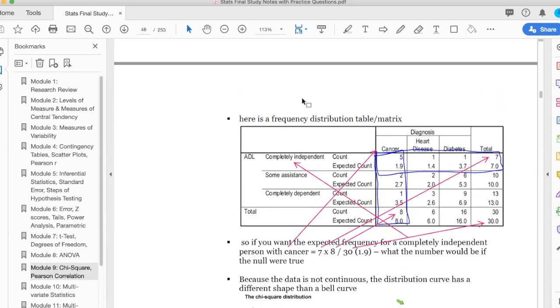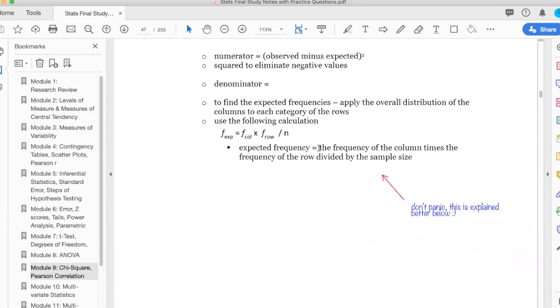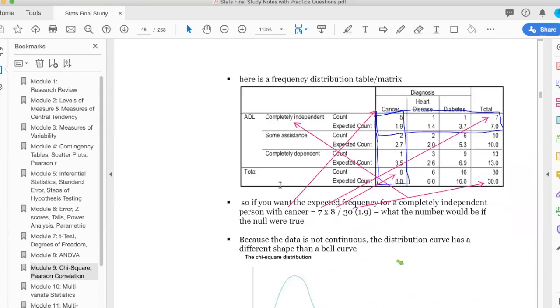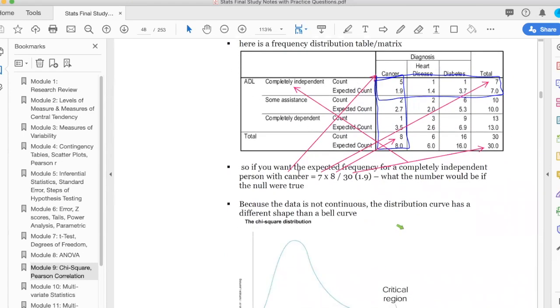Remember up here, I was saying there's this little expected frequency formula, it doesn't really make sense. We're going to do that little thing here. So this is what we're worried about right now: the people with cancer, so this row, who are also completely dependent. So this row, this column. Okay. So where's this 7 coming from?